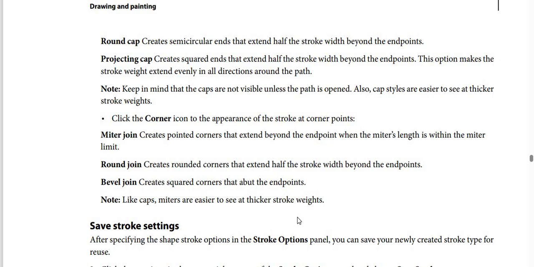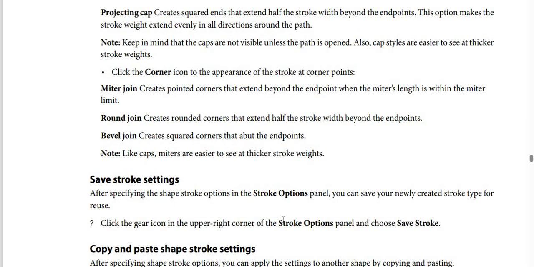And projecting cap means that you create squared ends that extend half the stroke width beyond the endpoints. This option, by the way, makes the stroke width extend evenly in all directions around the path. And note and be careful. Keep in mind that the caps are not visible unless the path is open, by the way. And also cap styles are easier to see at thicker stroke widths.